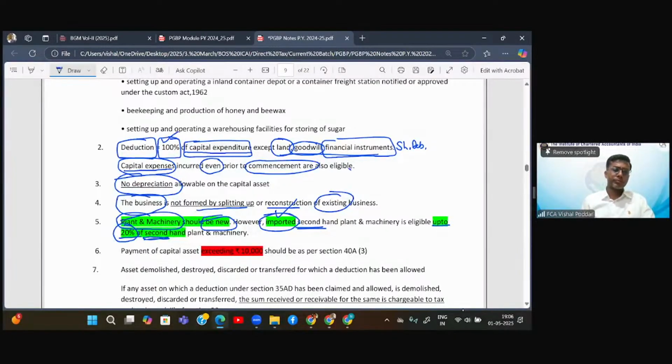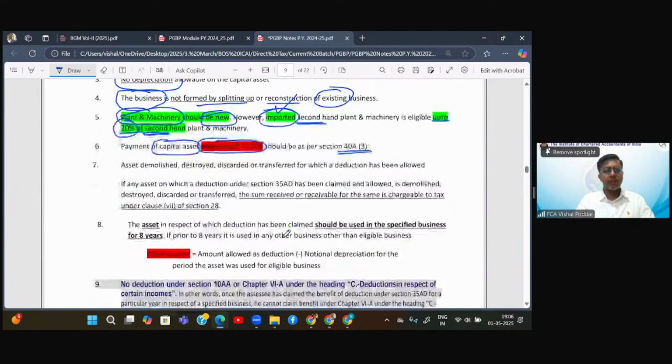Next. Again, since I am giving you deduction of capital expenses, if this capital expenses value exceeds 10,000, you have to follow the conditions of 40A(3), means the payment should not be in cash or by crossed cheque or by bearer cheque. It should only be by account payee cheque. Same condition.